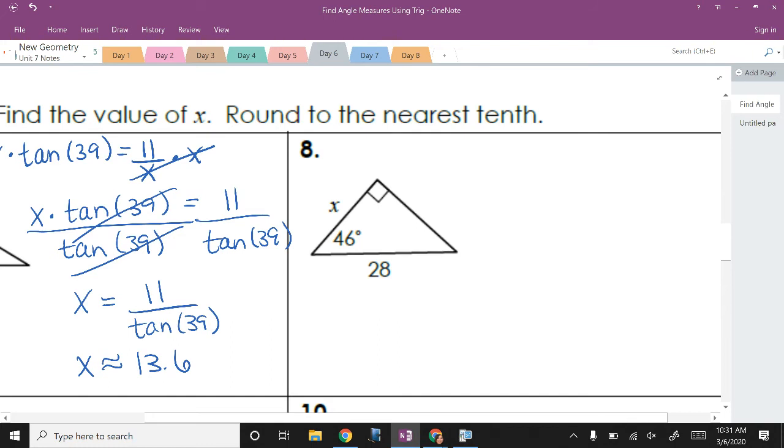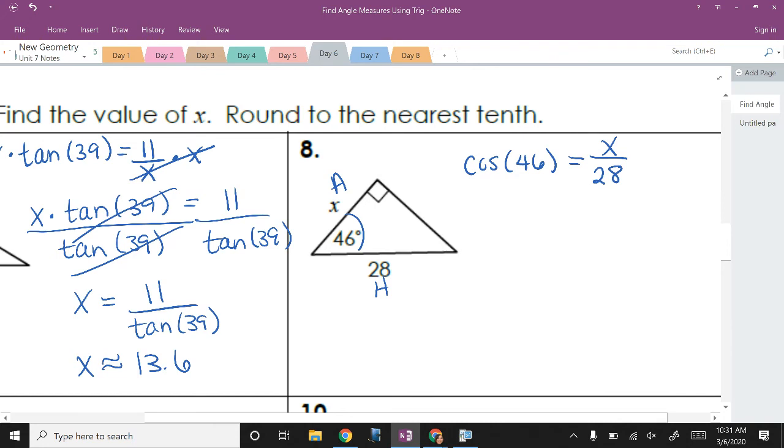So what do you think we're going to use on number 8? Sine, cosine, or tangent? Cosine, because we know the hypotenuse, and x is the what? Adjacent side to my 46-degree angle. Okay? So how do we set up that ratio? Adjacent over hypotenuse, so x over 28.